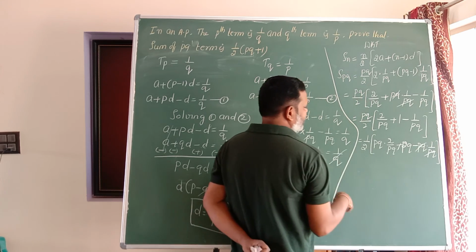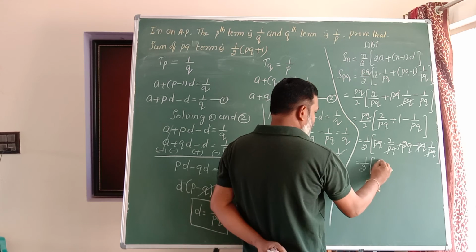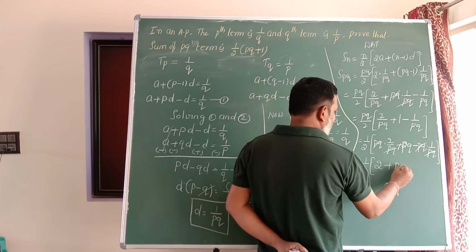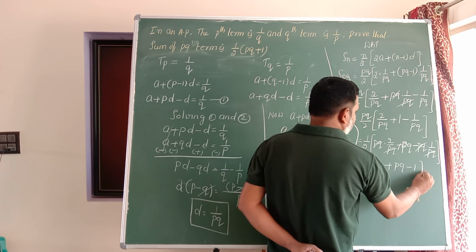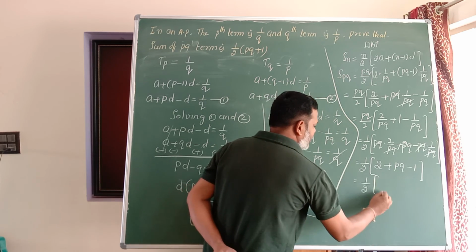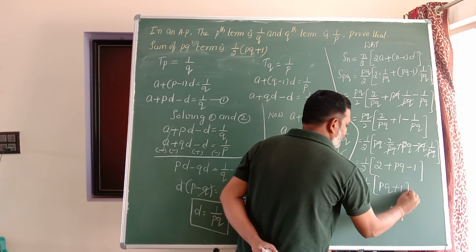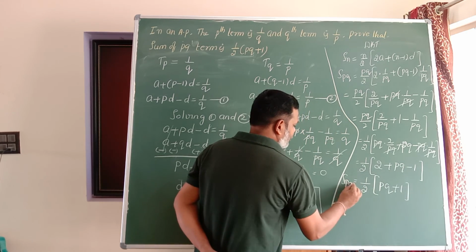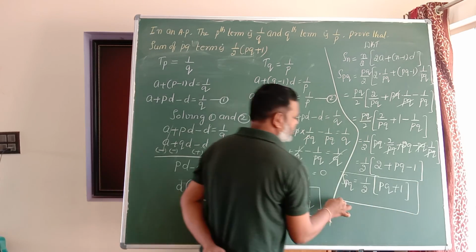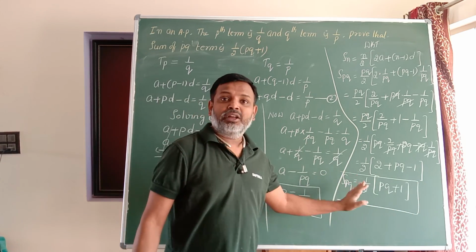These two get cancelled. The remaining is 1 by 2 times (2 plus pq minus 1). Look here, pq I can write first, and 2 minus 1 is plus 1. This is Spq. We have shown that the sum of the pq terms is half into (pq plus 1).